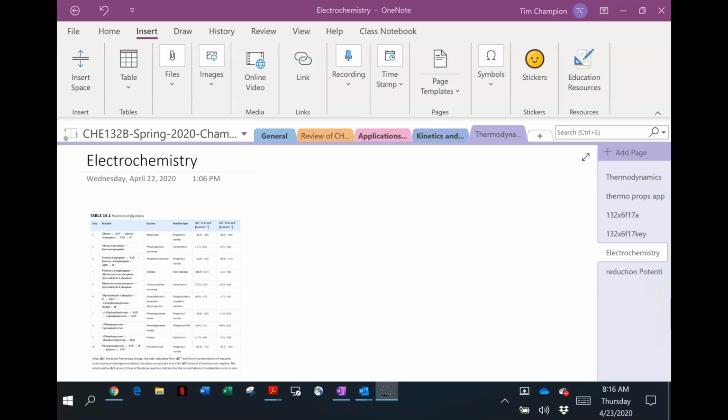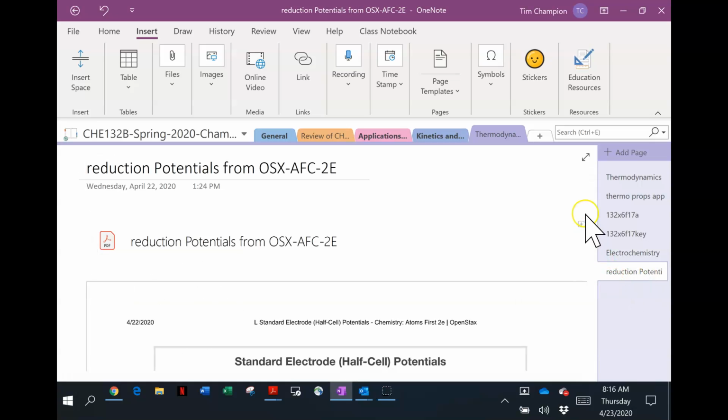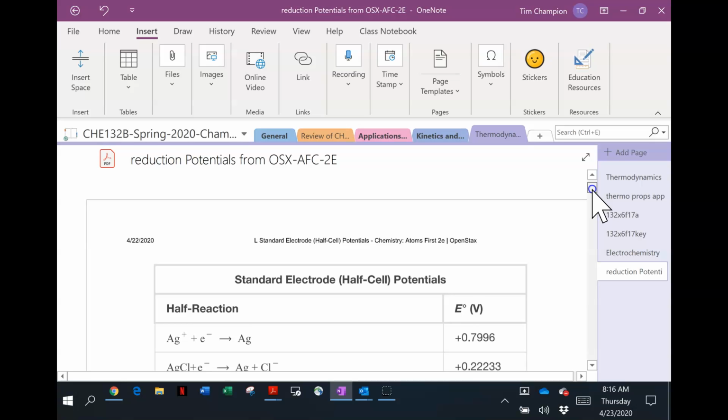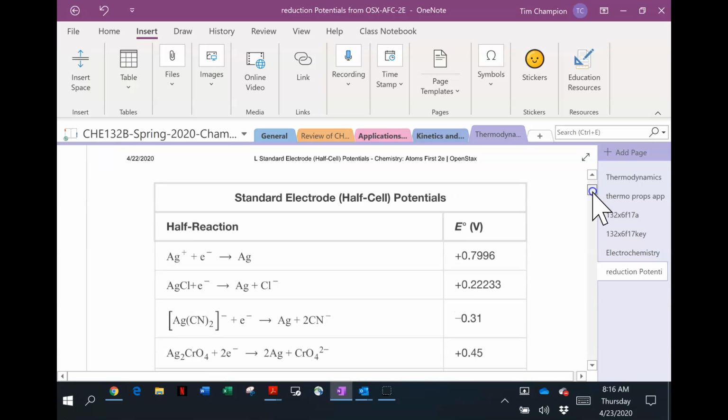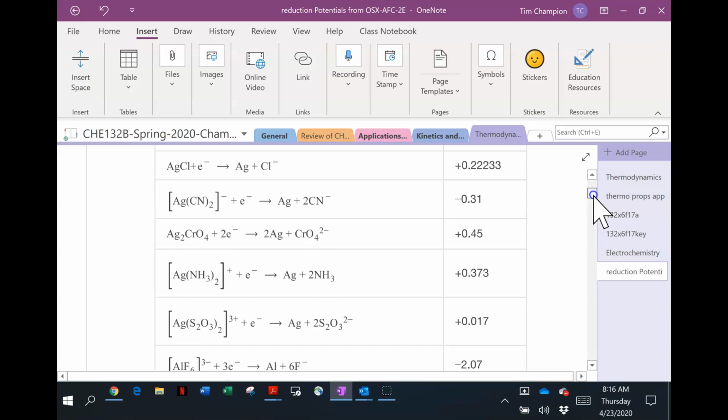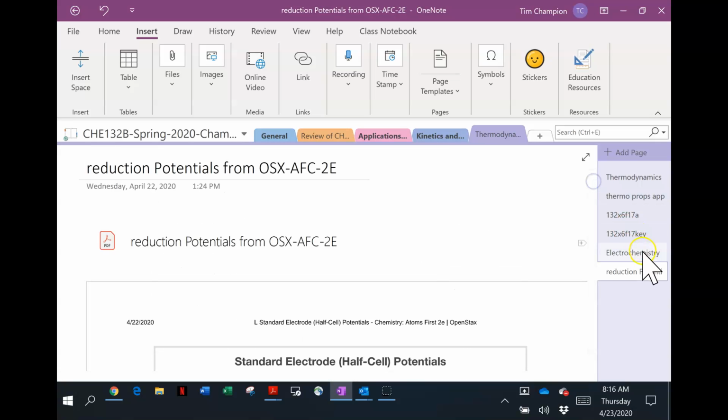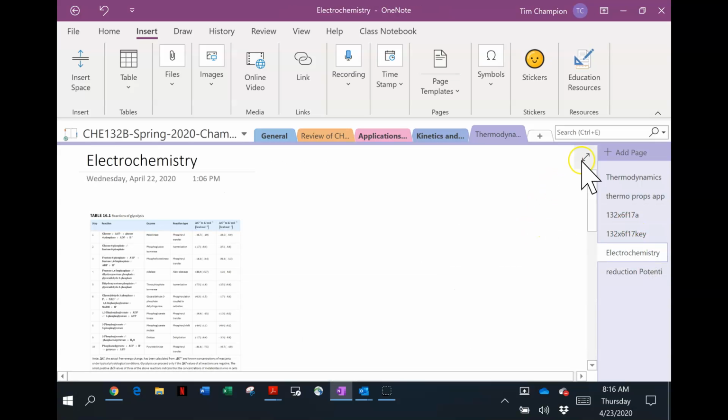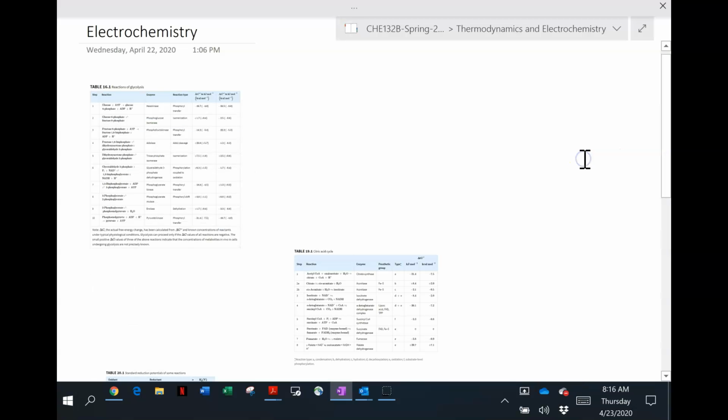Hi there. This video is going to be about electrochemistry. I want to point out a few things on the OneNote notebook here. The electrochemistry lecture is going to go with this tab right here. If you look at the tab below it, labeled Reduction Potentials, this is a printout from the OpenStax Atom First Chemistry Second Edition of some tables in the back that we'll use, the standard electrode potentials. So that's available for you in the OneNote notebook.